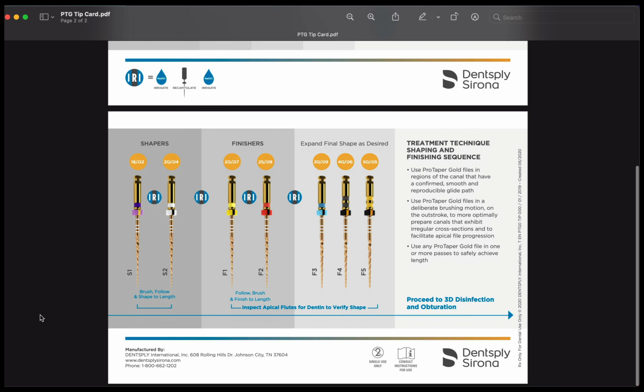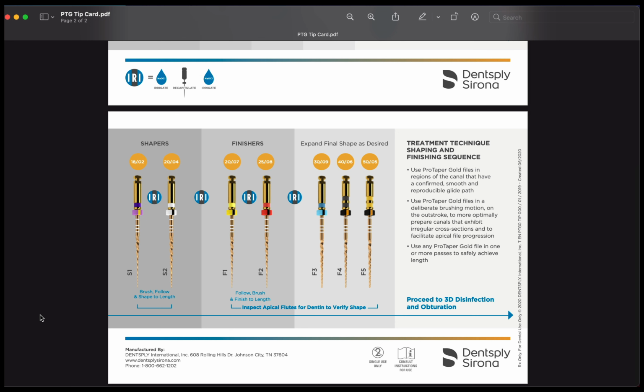So the sequence that they recommend, like I've already mentioned to you, you start with your purple S1. That's going to shape the coronal 1/3 of the root. It's not really going to engage the remaining portion of the root. Then you're going to irrigate and then go to your S2 file. That's your white, and that's going to prepare more the middle third. You take all these files to length, by the way. It is not a crown down technique. You take them all to length.